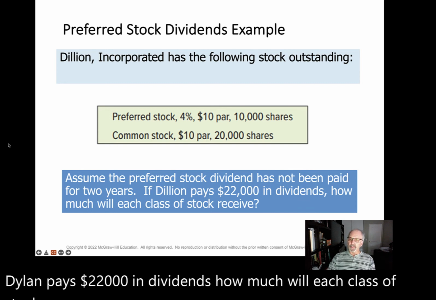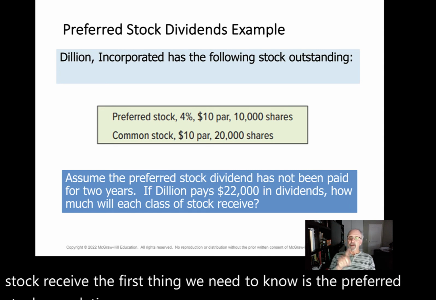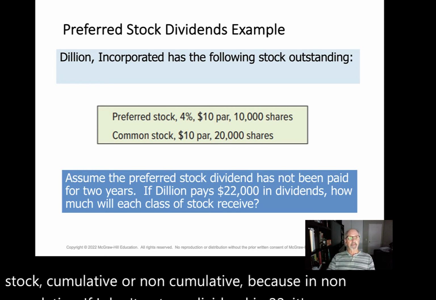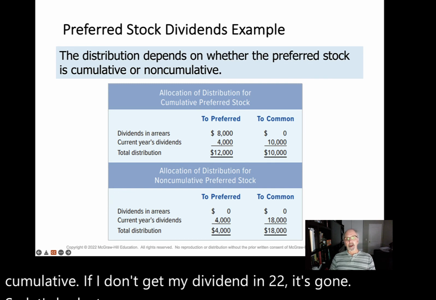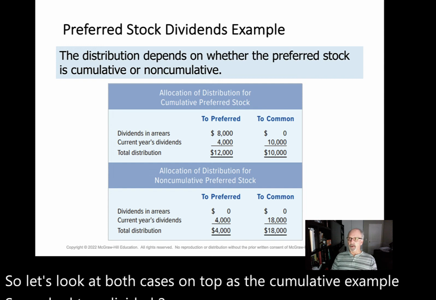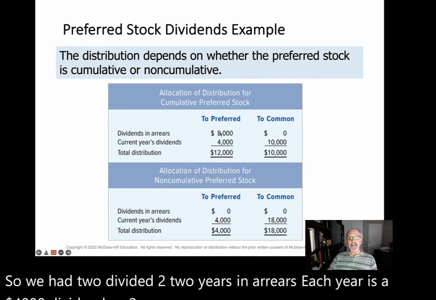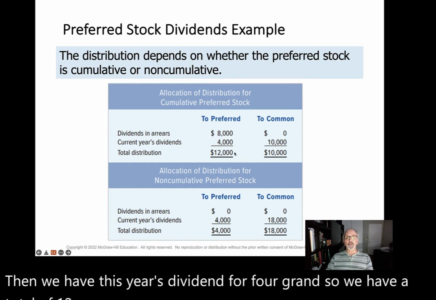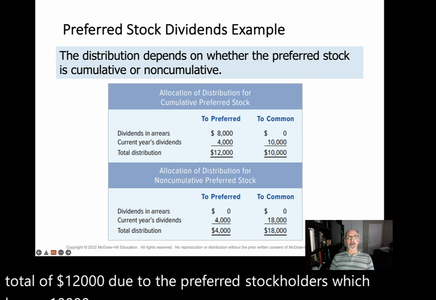Well, the first thing we need to know is whether the preferred stock is cumulative or non-cumulative. Because in non-cumulative, if I don't get my dividend in 22, it's gone. So let's look at both cases. On top is the cumulative example. So we had 2 years in arrears. Each year is a $4,000 dividend. So 2 times 4 is 8. So that's the dividends in arrears. Then we have this year's dividend for $4,000. So we have a total of $12,000 due to the preferred stockholders, which leaves $10,000 for the common stockholders.